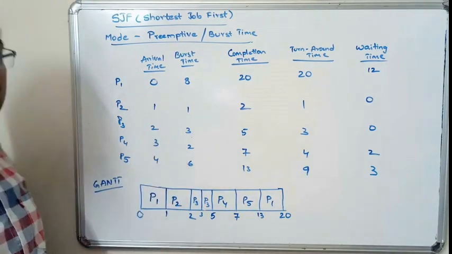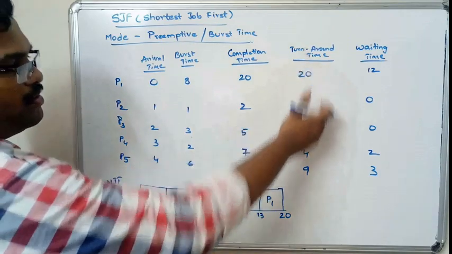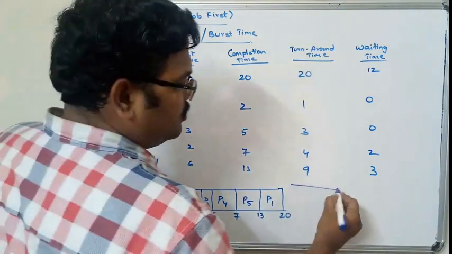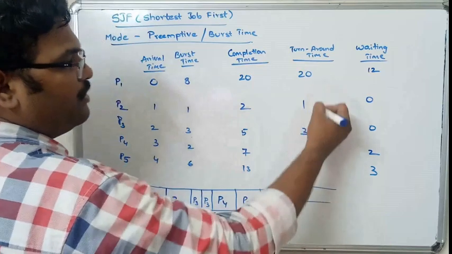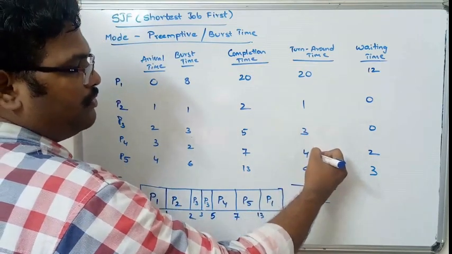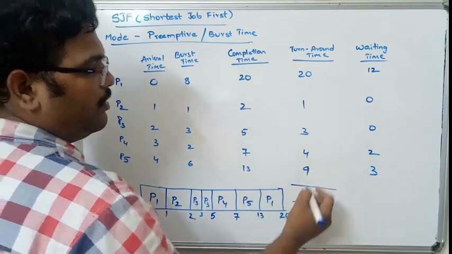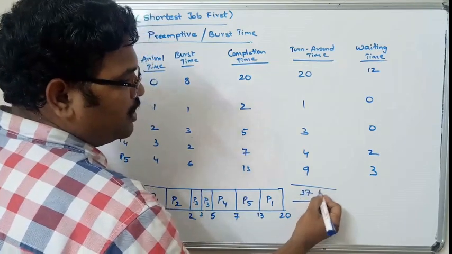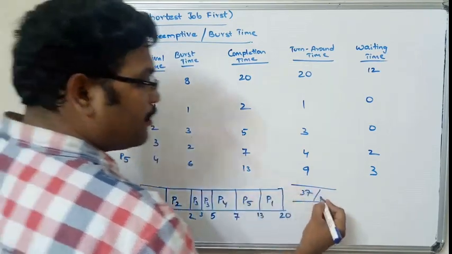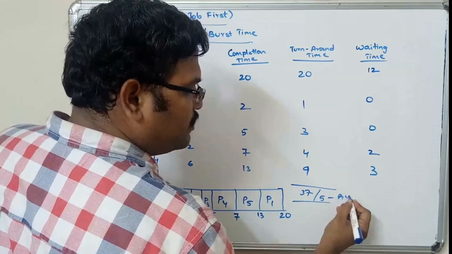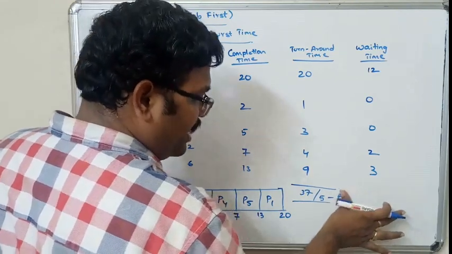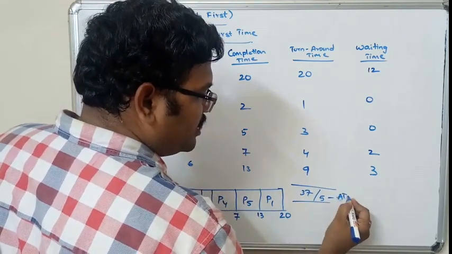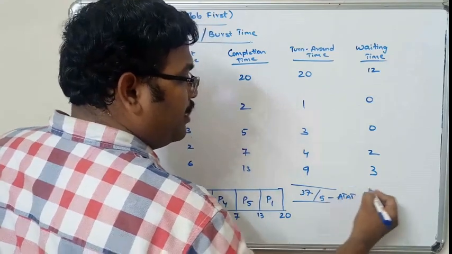In order to get the average turnaround time, add all these things, so you will get the total. So 21, 24, 28, 37. So total 37 divided by 5 processes. This is the average turnaround time.